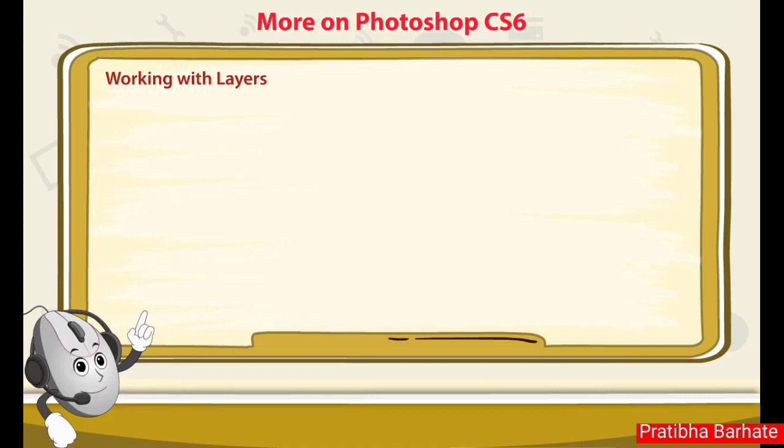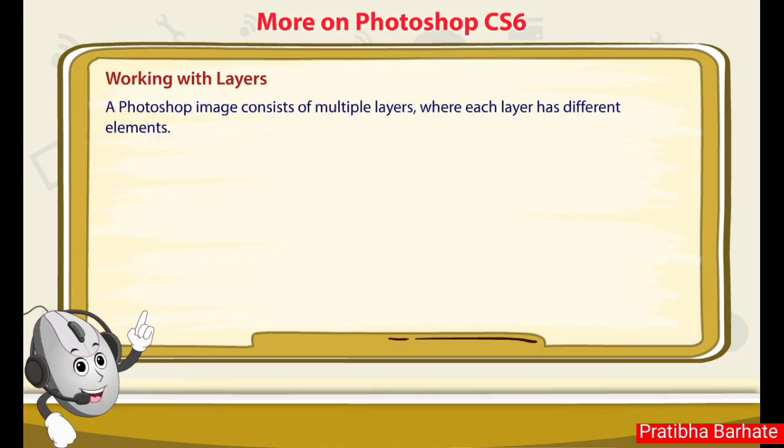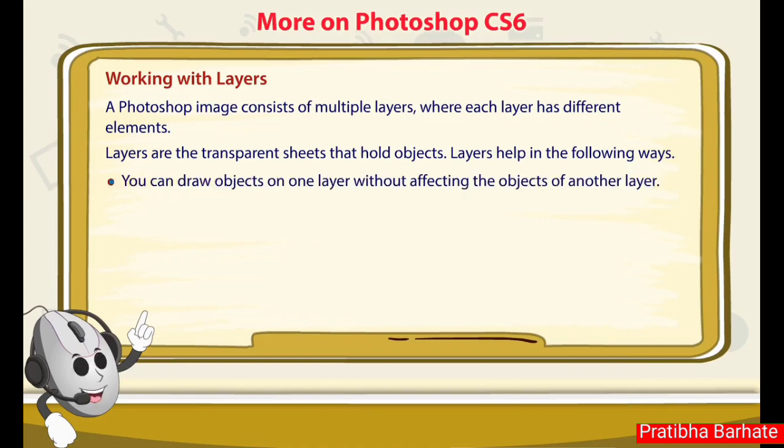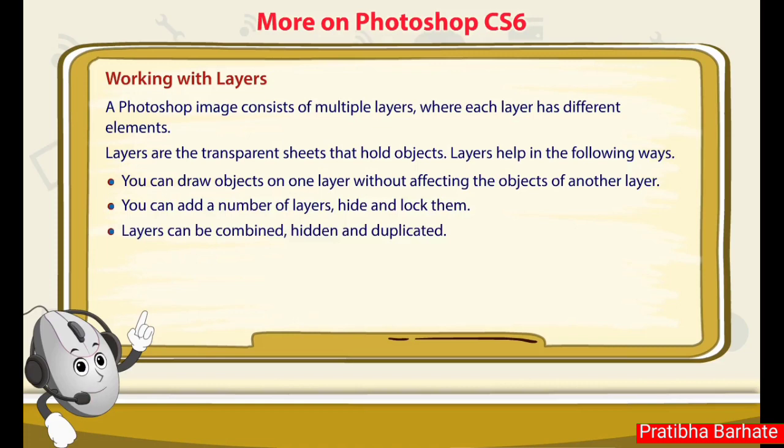Working with layers. A Photoshop image consists of multiple layers, where each layer has different elements. Layers are the transparent sheets that hold objects. Layers help in the following ways. You can draw objects on one layer without affecting the objects of another layer. You can add a number of layers, hide and lock them. Layers can be combined, hidden and duplicated.